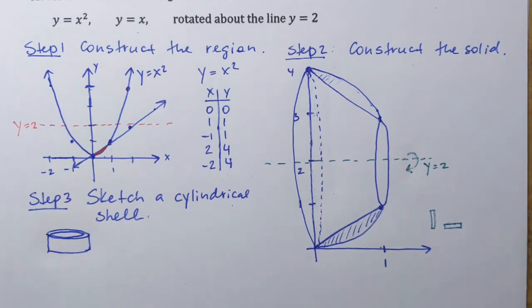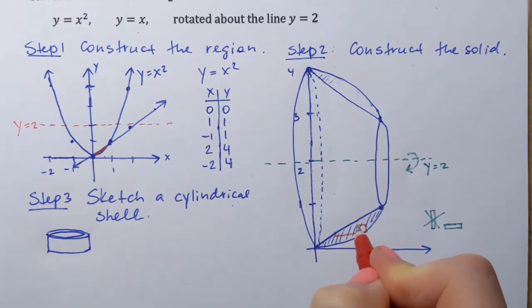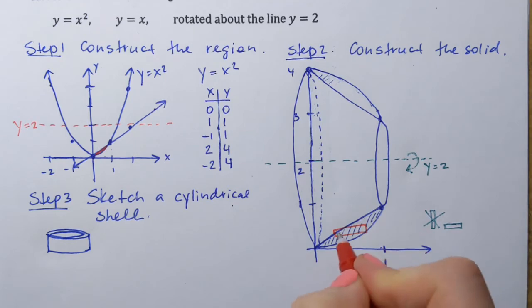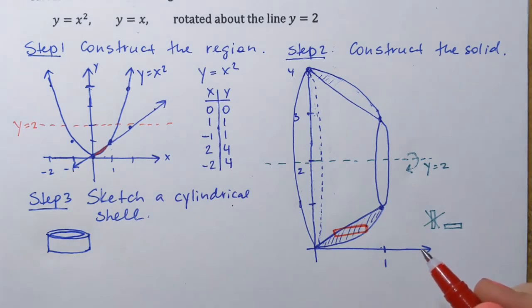Not this one, but horizontal. So I'll try that. Let's say my rectangle is over here. And keep in mind that this is an arbitrary rectangle. So I just picked a random spot within the region for that rectangle.